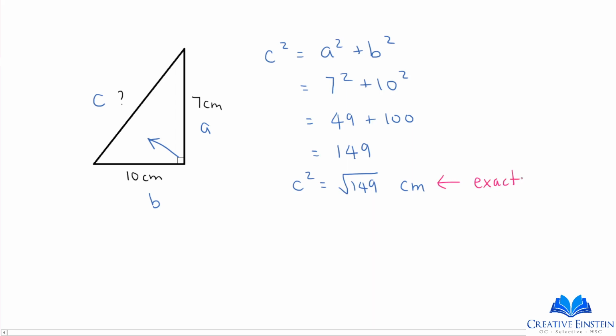You can work it out on a calculator. So if the question is asking you to find it to 1 decimal place or 2 decimal places, obviously work out that surd.